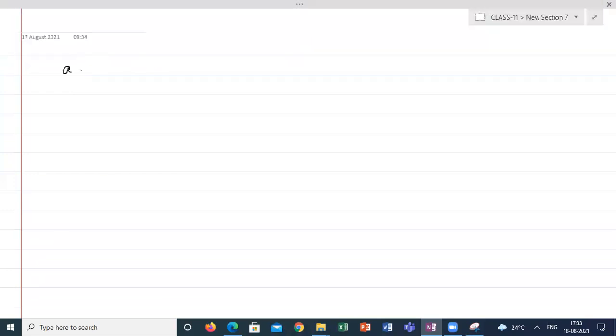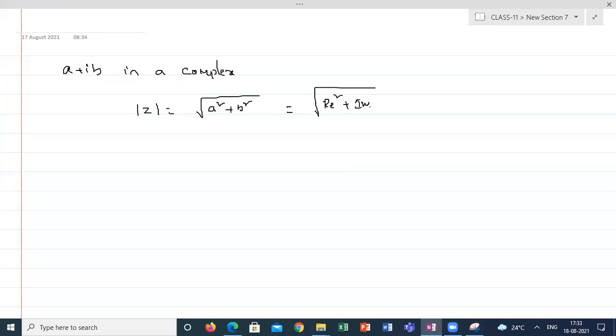Modulus and conjugate of complex numbers. Just the definition. Suppose I am giving a plus ib as a complex number, with real part a and imaginary part b. The modulus of z is the square root of a square plus b square, that is, the square root of the sum of squares of its real part and imaginary part.